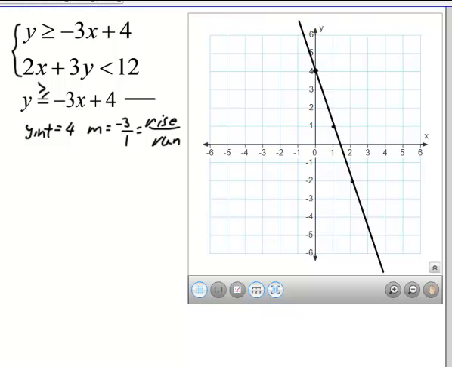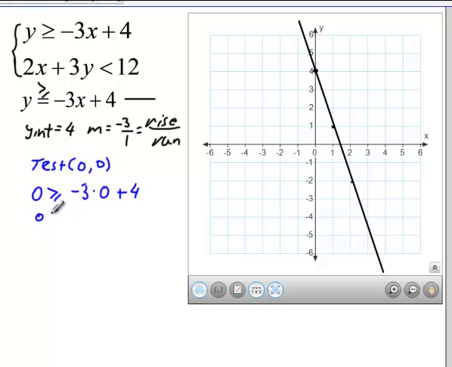We are going to test the point which is more convenient for me, but it can be any other point, the point with coordinates 0 and 0. So we are going to test the point with coordinates 0 and 0. How we are going to do it? We are going to plug it in this inequality and see if it's going to give me true or false. So 0 is greater or equal to negative 3 times 0 plus 4.